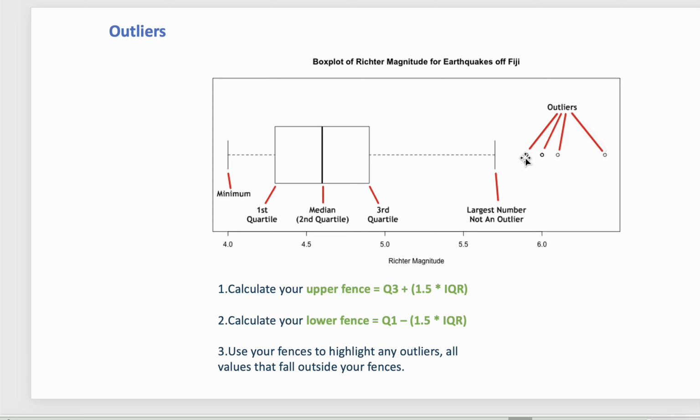So this data set has 1, 2, 3, 4 outliers. The further away the outlier is, the bigger the outlier is. On the lower end, the lower fence, you take Q1 and do a similar thing. Subtract 1.5 times the width of the box. Use your fences to decide on any outliers. All values that fall outside your fences, they are outliers.